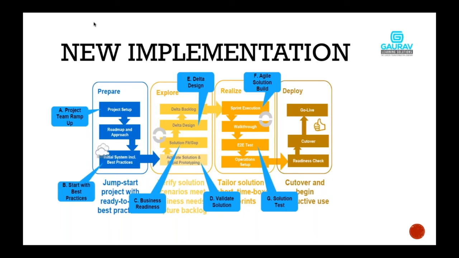After fit and gap, you will create a delta design document. Now, what is a delta design document? This is nothing but the FS, functional specification, and technical specification. So you identify there is a gap, and here you are trying to specify how you are going to fill that gap. Okay, let's take a practical example.